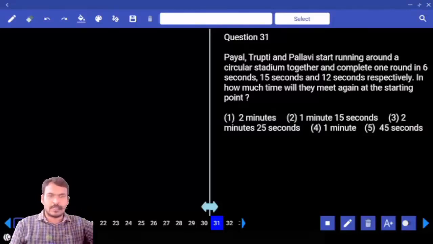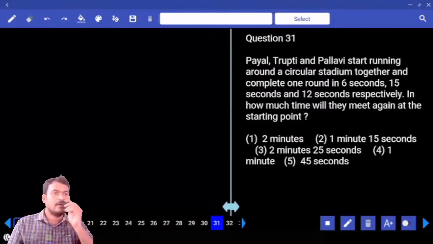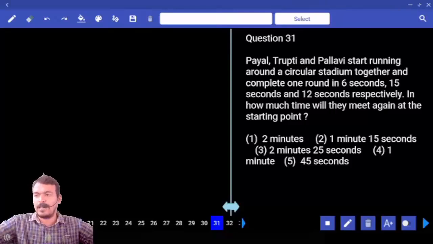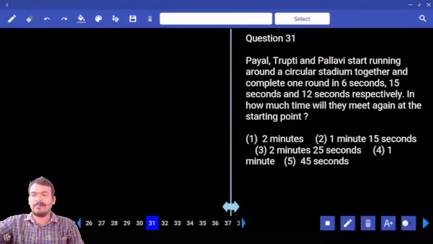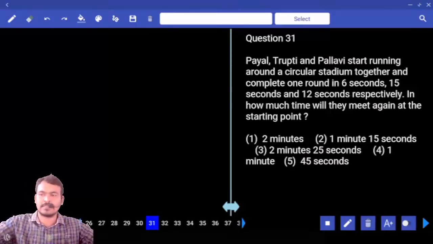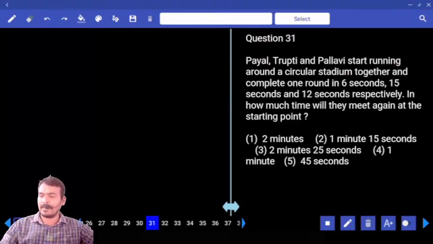Question number 31. Payal, Trupti, Pallavi start running around a circular stadium together and complete one round in 6 seconds, 15 seconds and 12 seconds respectively. In how much time will they meet again at the starting point?